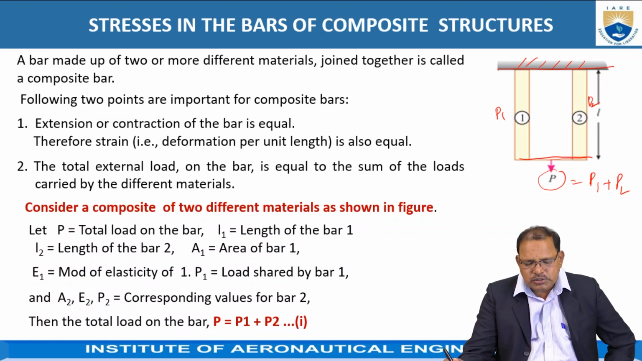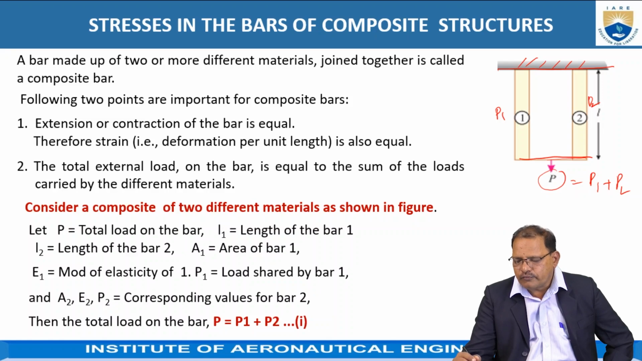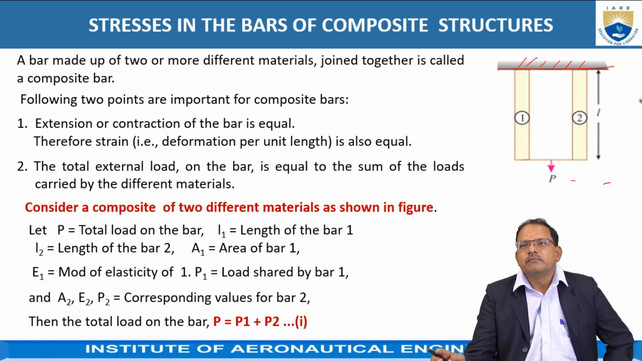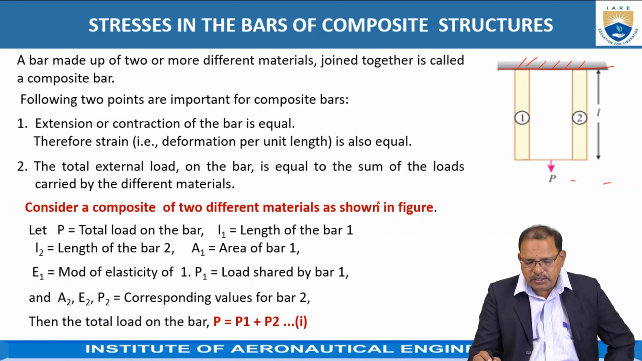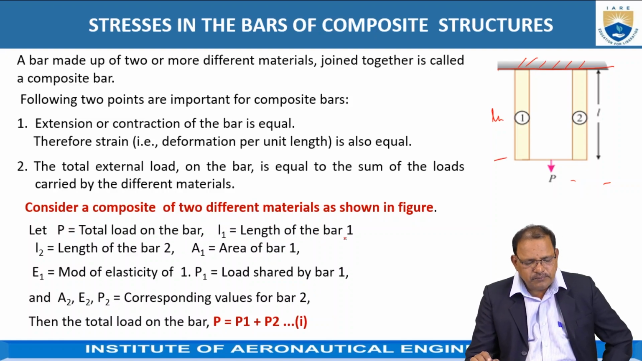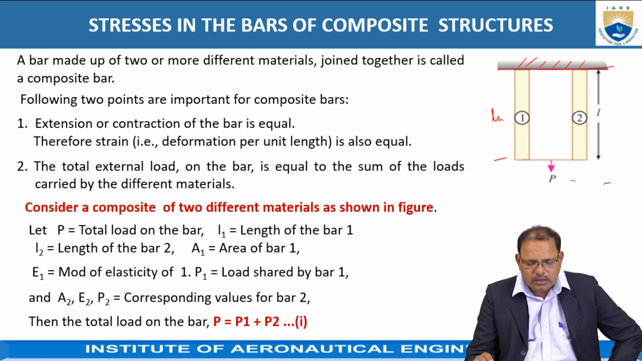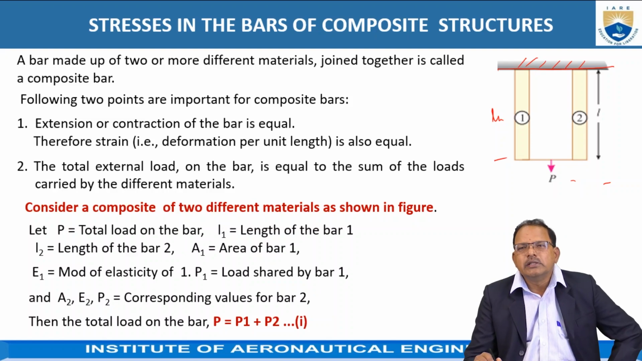Here, consider a composite bar of two different materials as shown in the figure, which are represented here as 1 and 2. Let P be the total load on the bar. L1 is the length of the first bar, and L2 is the length of the second bar. A1 is the area of the first bar. E1 is the Young's modulus of the first bar, and P1 is the load shared by the first bar. Similarly, A2, E2, P2 represent the corresponding values of bar 2.